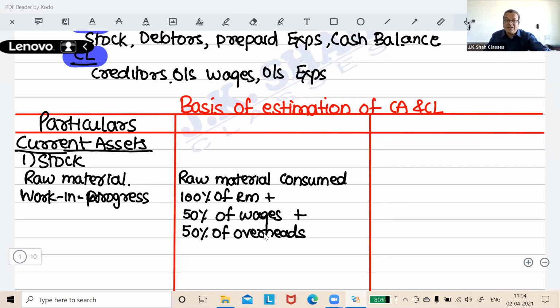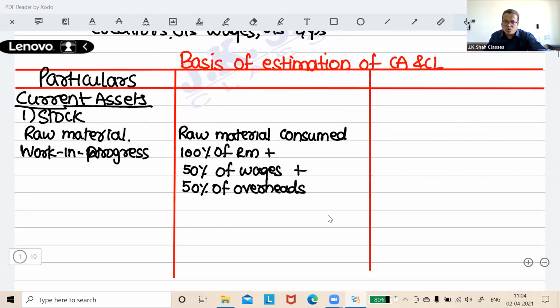I'm going to re-explain this work in progress, so don't you worry. Then we will have finished goods stock also, right? Everybody agrees on that in a business: we will have stock of raw material, stock of WIP, we will have finished goods stock also.